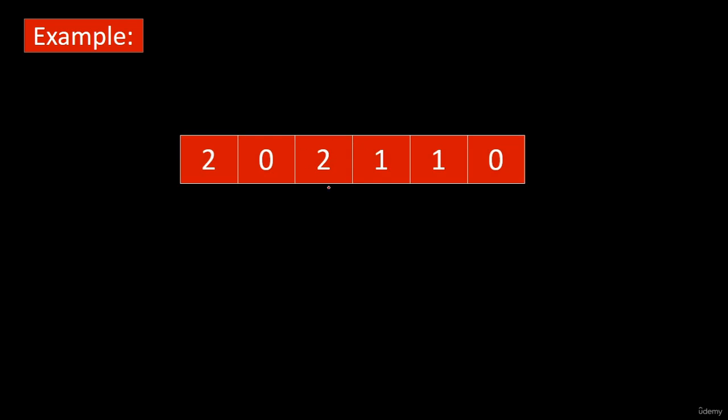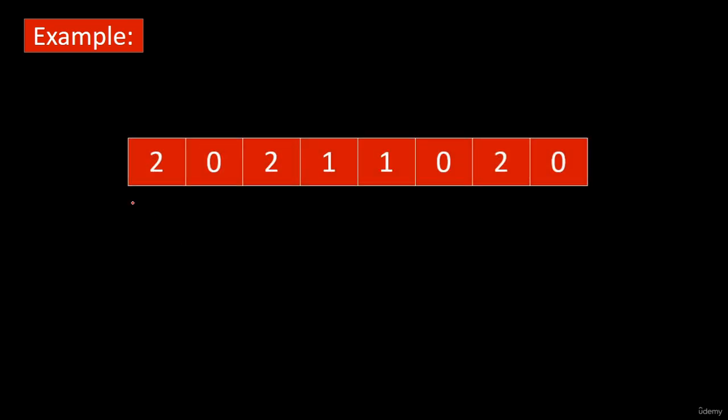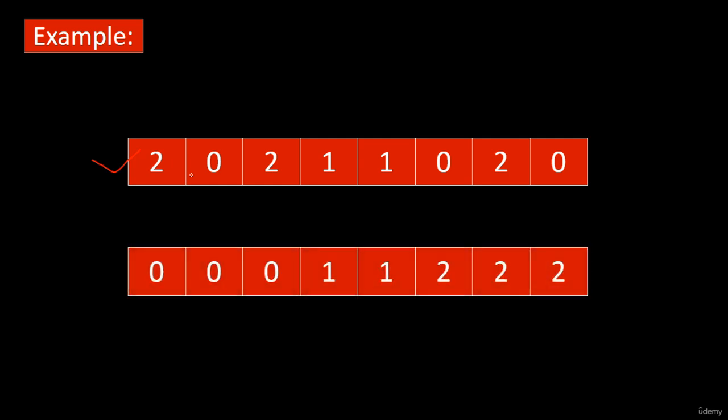For example, if we're given this array that contains 2 twos, 2 zeros and 2 ones, we have to return this array. Now let's see one more example. For example, if we're given this array that contains 3 twos, 2 ones, 3 zeros, we have to sort this array in ascending order and return this array.